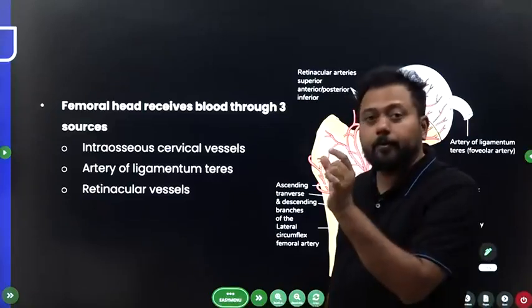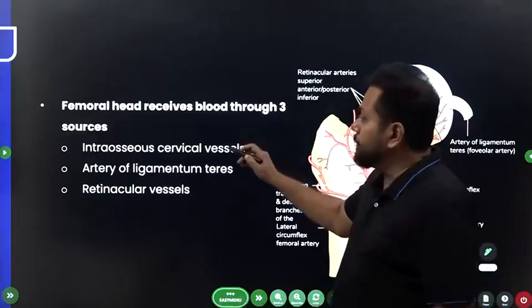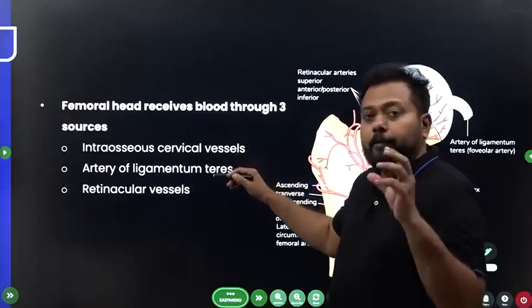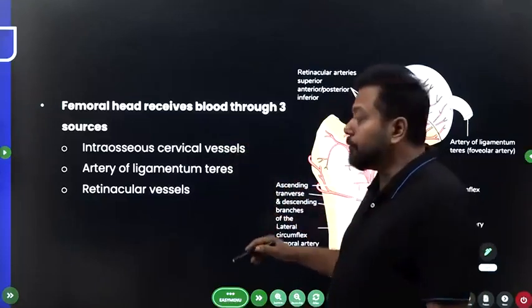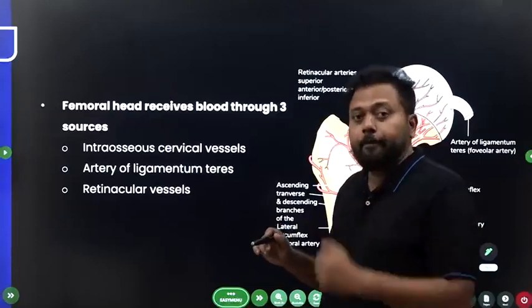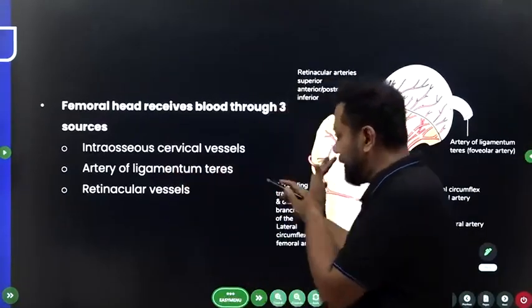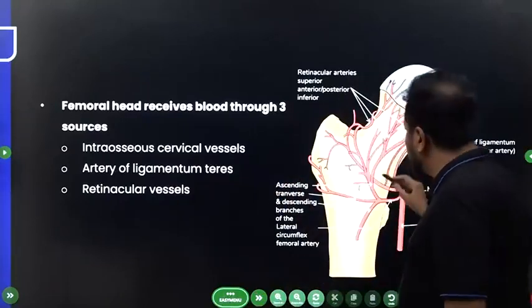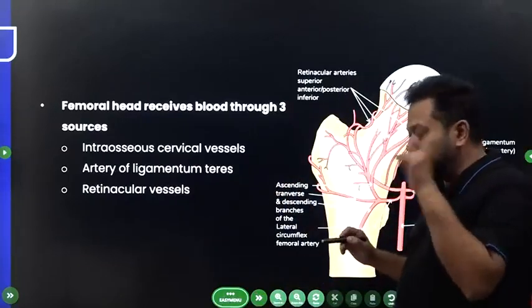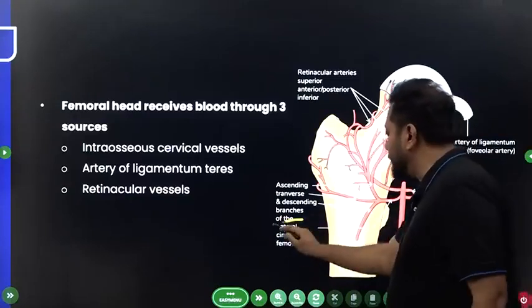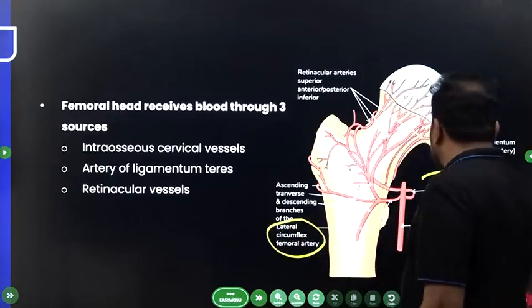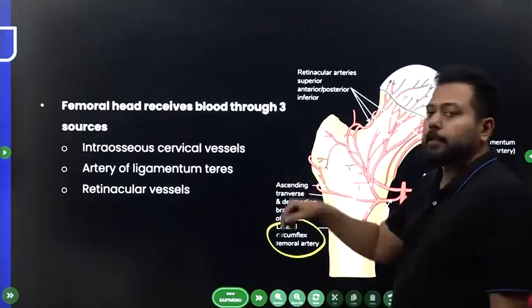Because the blood supply to the neck and femoral head is very, very peculiar. It receives blood supply mainly through three important arteries. Number one, the intraosseous cervical vessels, which directly supply the neck. This is through the medial and lateral circumflex femoral arteries. Medial circumflex femoral artery, lateral circumflex femoral artery.